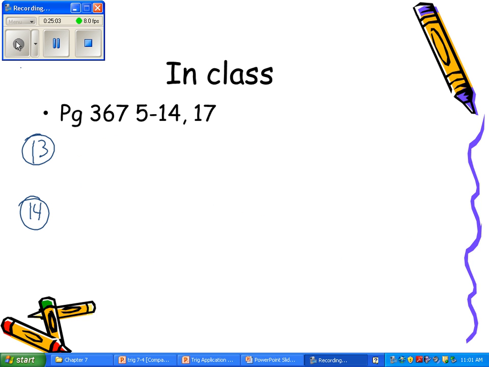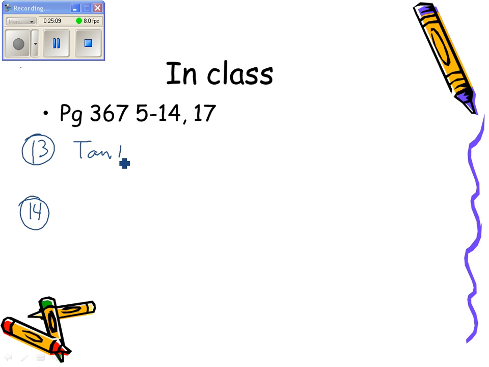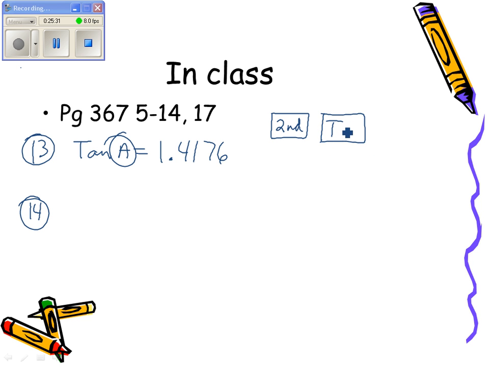Problem 13 says tangent angle A equals 1.4176. So what you're actually trying to do is find angle A this time. So again, you're going to use your calculator. Only this time you're going to hit the second button, then hit tangent. And again, your screen is going to pop up tan -1. That looks like that. And all you're going to do is plug this number into there.